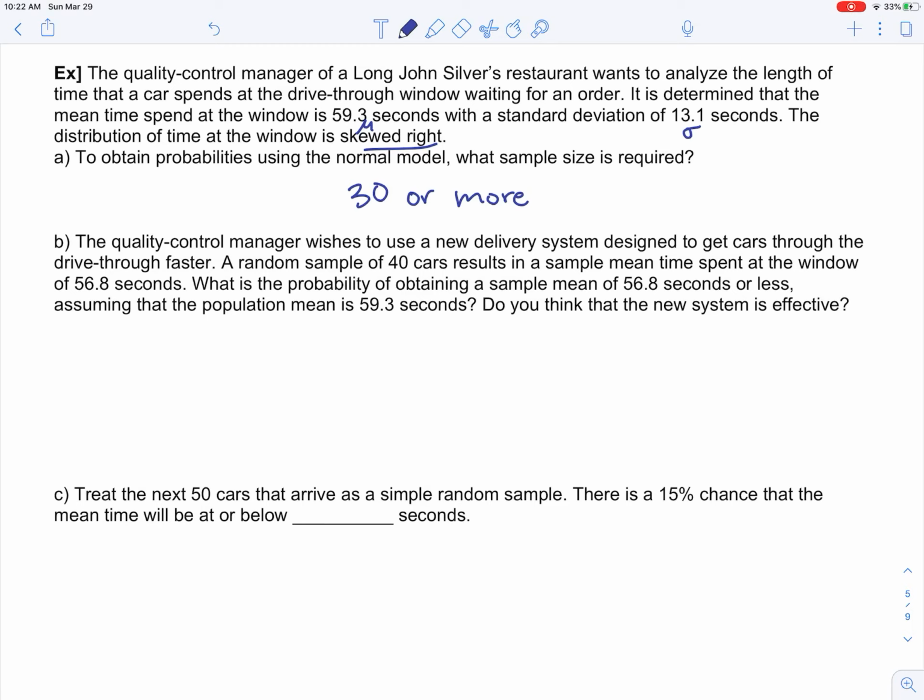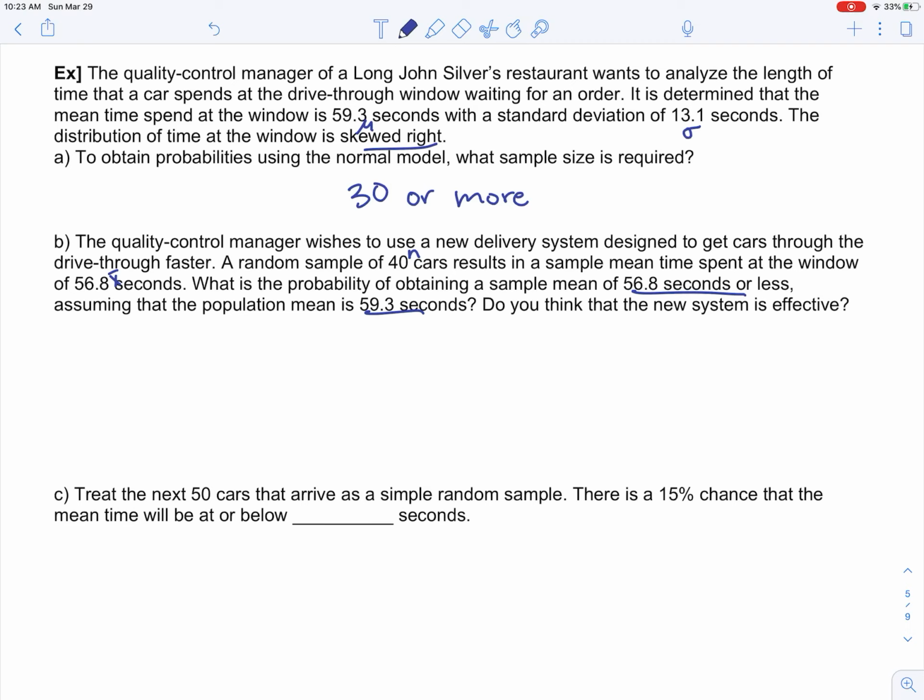Part B, the quality control manager wishes to use a new delivery system designed to get cars through the drive-thru faster. A random sample of 40 cars, so here we have a sample size, results in a sample mean time spent at the window of 56.8 seconds. Here's a value of X bar. What is the probability of obtaining a sample mean of 58 seconds or less, assuming that the population mean is 59.3 seconds? Do you think the new system is effective?